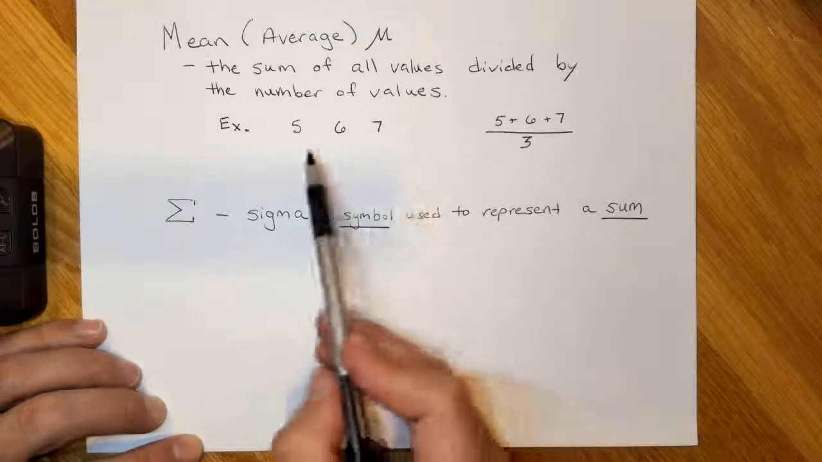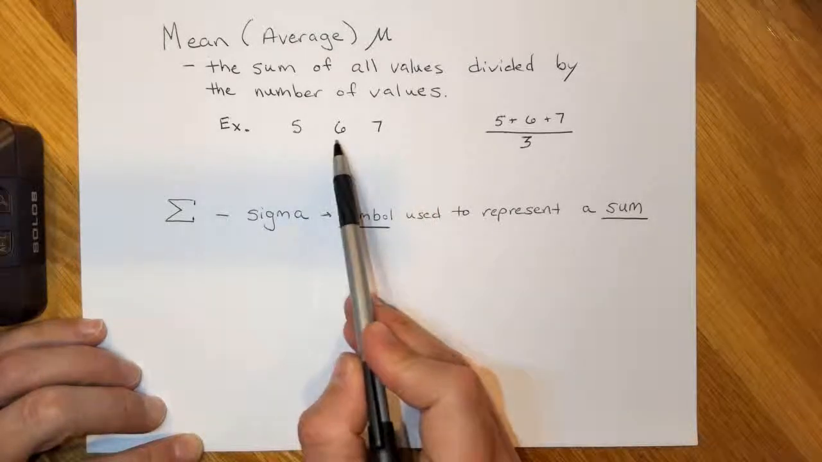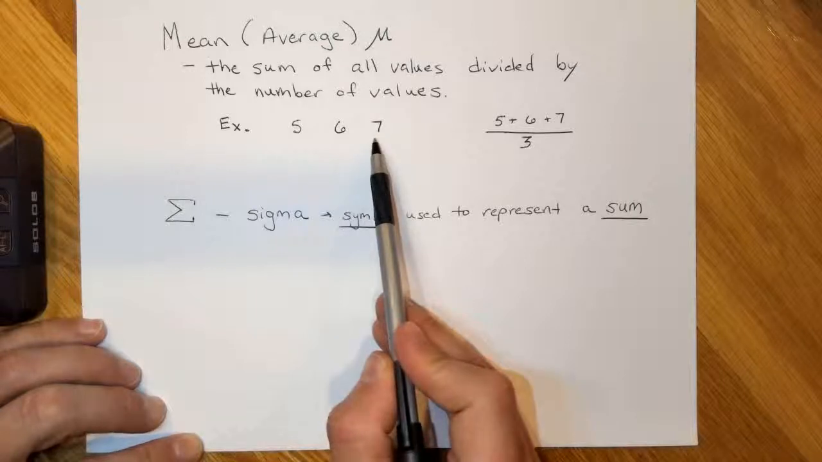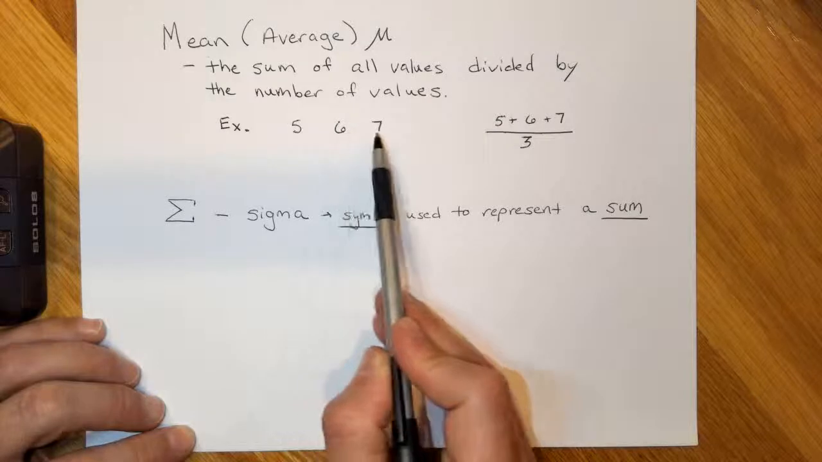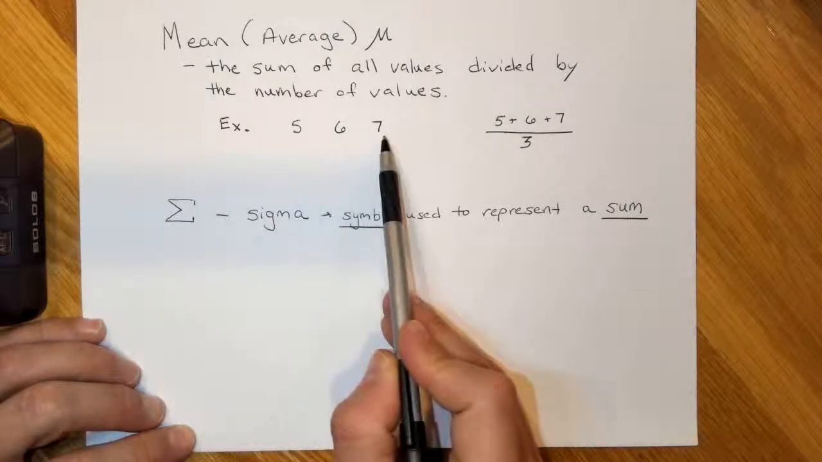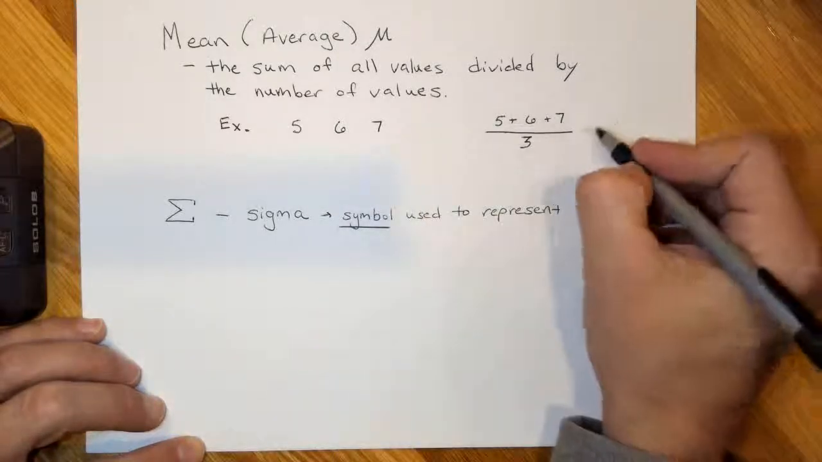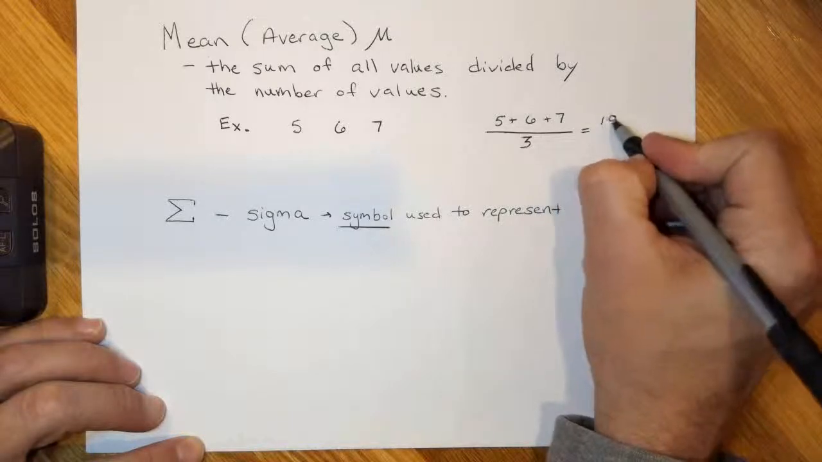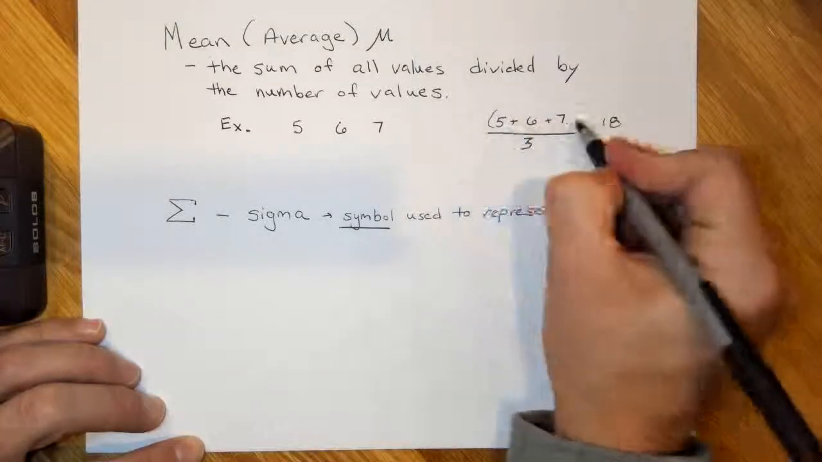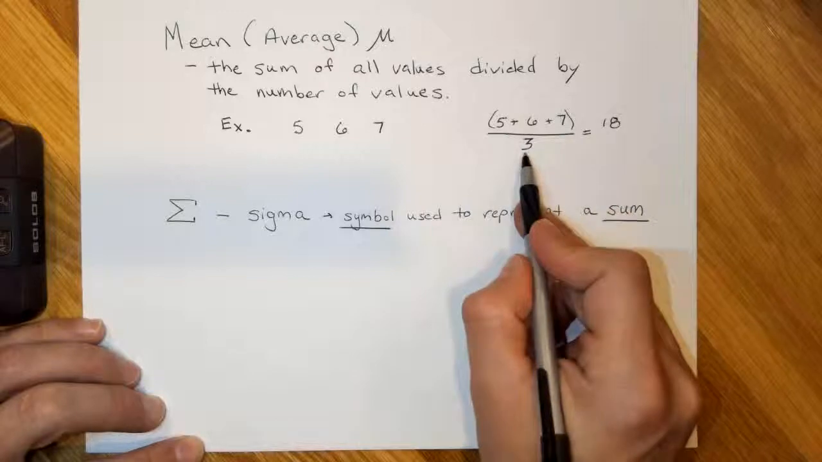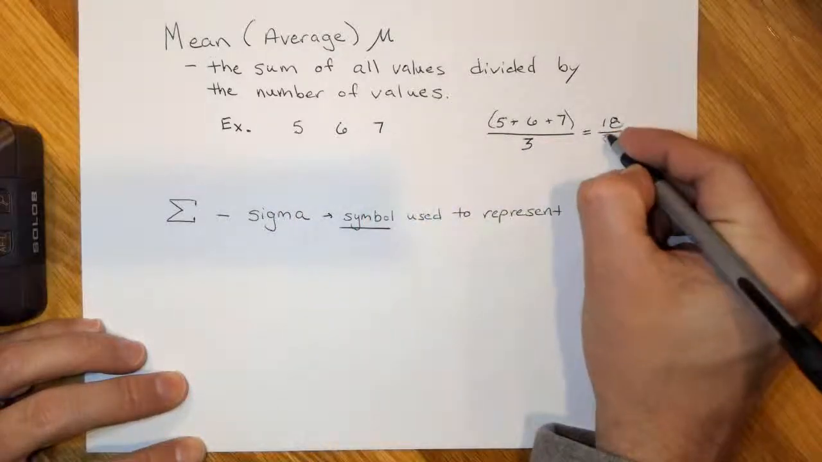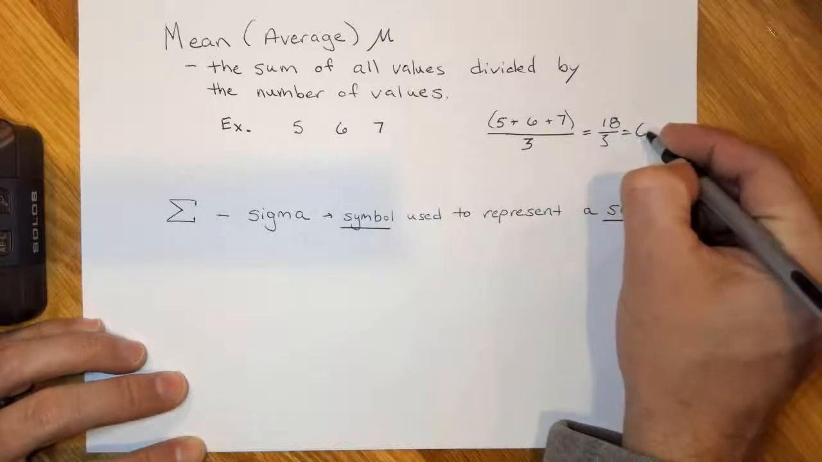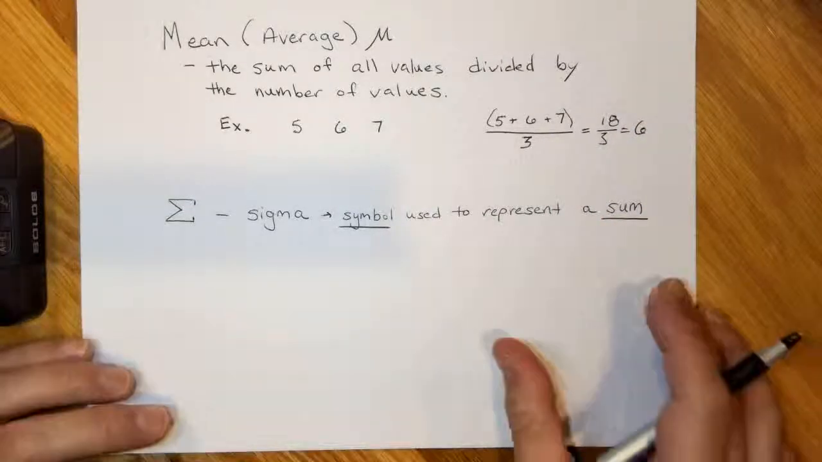In a quick example, if I had three values, 5, 6, and 7, to calculate the mean or the average, we would add up these three numbers, 5 plus 6 plus 7, which is 18. And then we would take that sum and divide it by how many values there were. There were 1, 2, 3 numbers. So divide that by 3. And 18 divided by 3 is 6. You get your mean, your average.